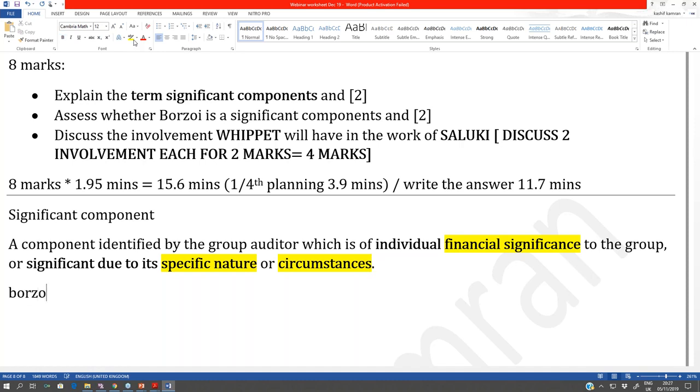Let's do Borzoi. Is Borzoi a significant component or not? How would we know that? Let's do the financial analysis of Borzoi. I hope all of you know the rule for financial significance. What's the rule for financial significance? Anyone knows that? Is there any threshold to consider the component significant to the group? Rule for financial significance of a component to the group.